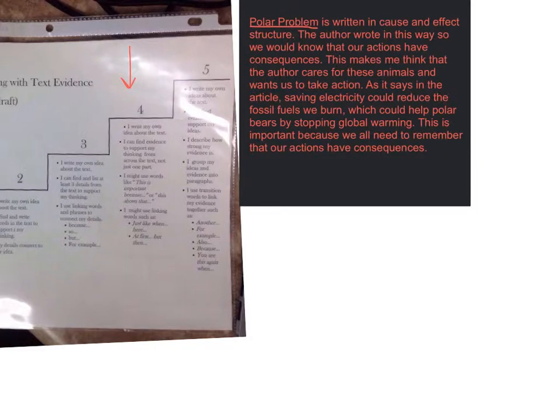Readers, you'll notice that I did write about the text, but I wrote about some of my own ideas about what the author was trying to communicate in the text, which would meet the level 4 standard. So I wrote about my own idea. I used evidence from the text to support it, and I even used words like "this is important." You're going to do this now.